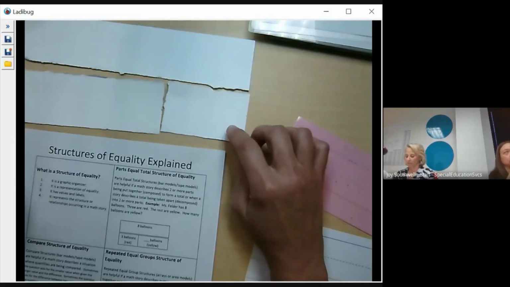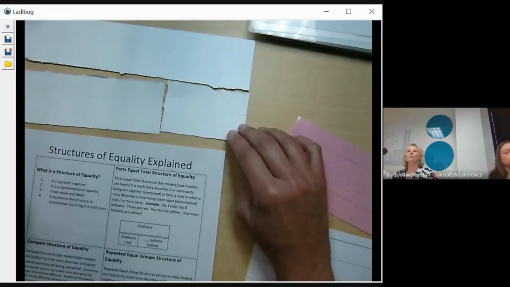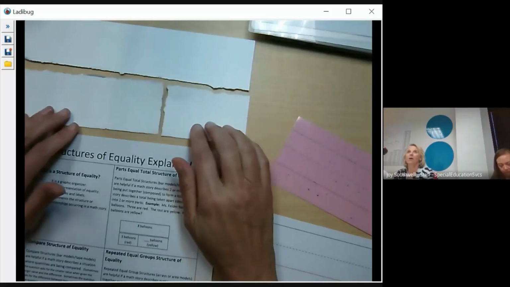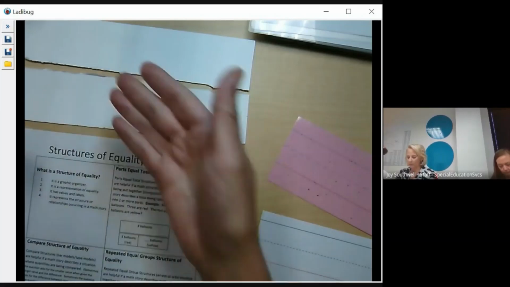So go ahead and write three balloons. And then I put red in parentheses. The reason I put red in parentheses is because I want to identify what type of balloons they are. But I don't want to put red balloons, because you cannot add red balloons to yellow balloons. You can only add like units. So balloons plus balloons equals balloons. But it's helpful for the student and the teacher to identify what group you're talking about. So then your blank is blank balloons, yellow.